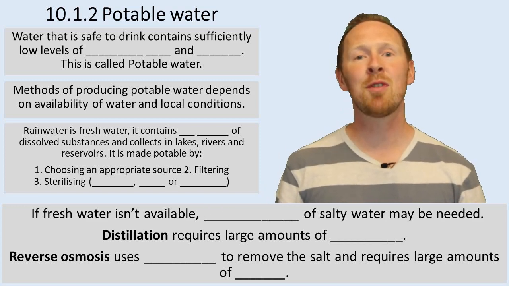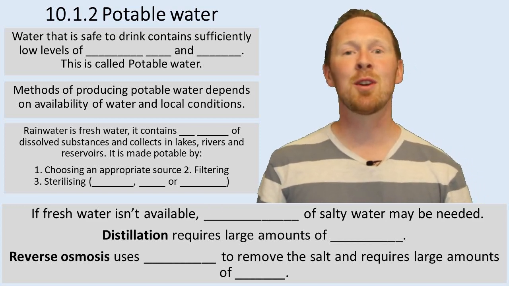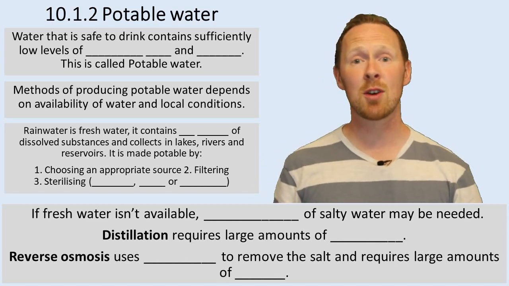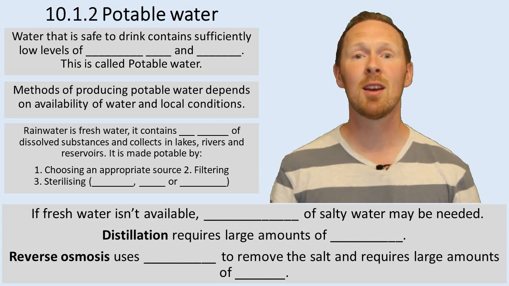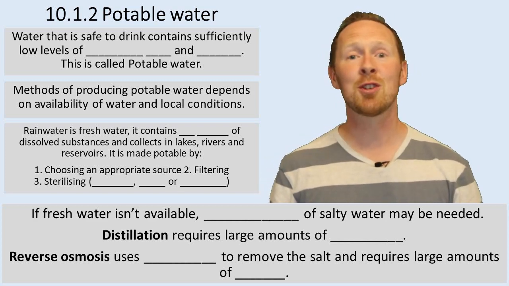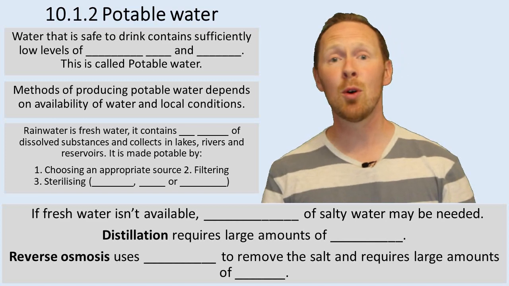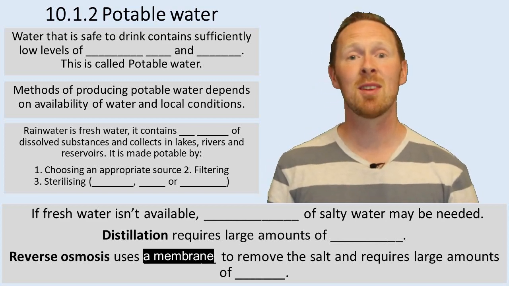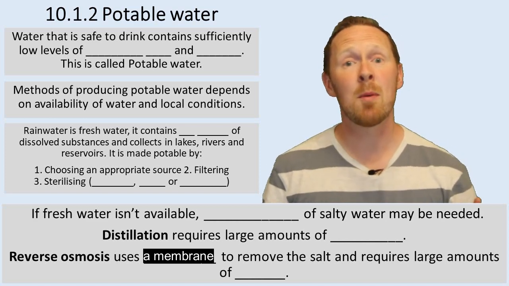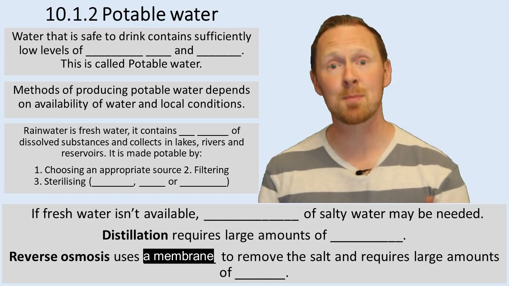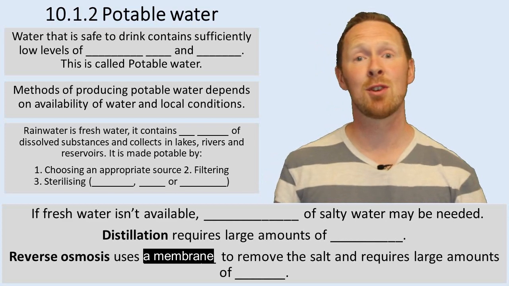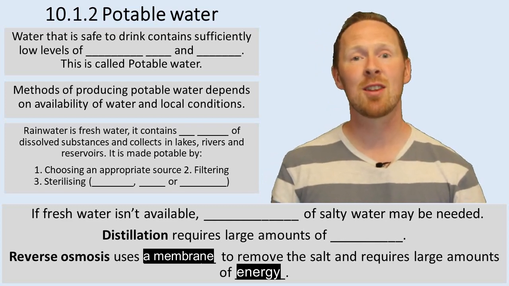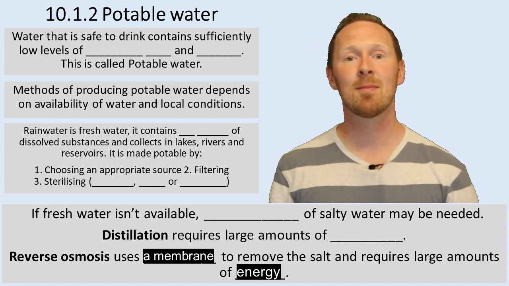Another technique is called reverse osmosis. You've heard this word osmosis, which is the movement of water molecules from a high concentration to a low concentration. Well, with enough energy and enough force, you can create pure water from salty water by a process called reverse osmosis. This is where, through a membrane, the water particles pass through, but the salt particles don't. Again, it requires a large amount of energy to make that happen, so therefore it's a costly process.